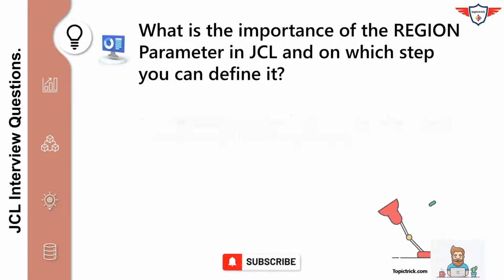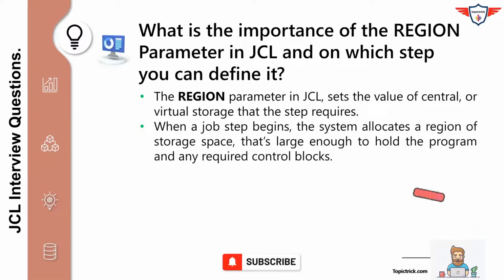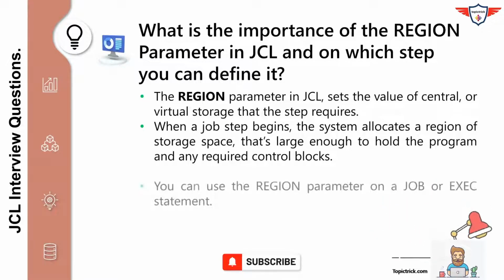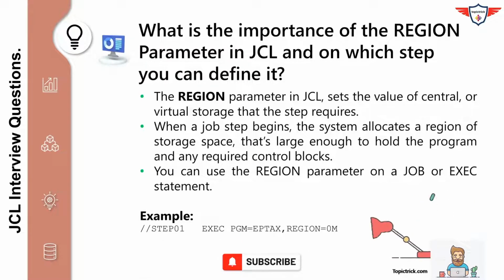What is the importance of the region parameter in JCL, and on which JCL control statement can you define it? The region parameter in JCL sets the value of central or virtual storage that the step requires. When a job step begins, the system allocates a region of storage space that's large enough to hold the program and any required control blocks. As the program executes, it can enlarge its region by acquiring additional storage. You can use the region parameter on a job or exec statement to control the maximum amount of storage that can be acquired for a job step's region. Although the system also allows you to code region equals 0K or region equals 0M to allocate all available storage.